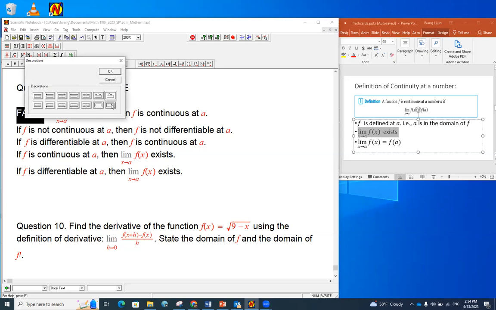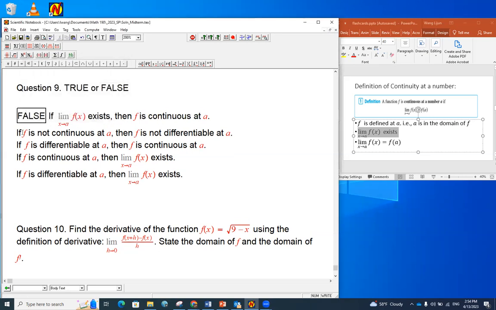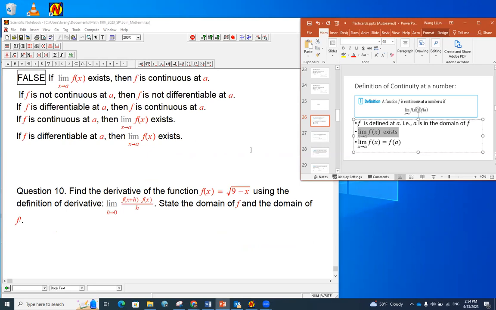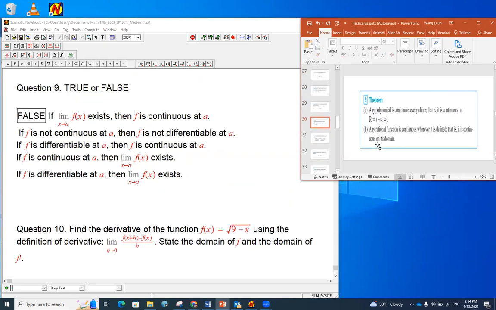Second, if f is not continuous at a, then f is not differentiable at a. This one is something we talked about in class. If it is differentiable, it is continuous.